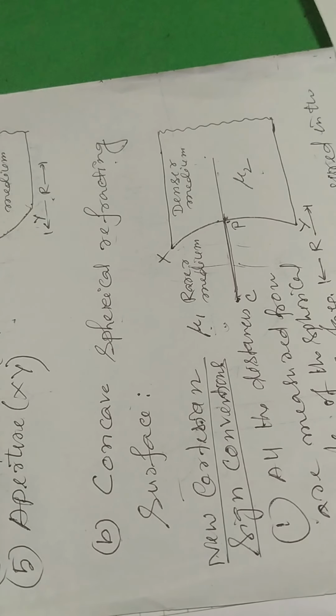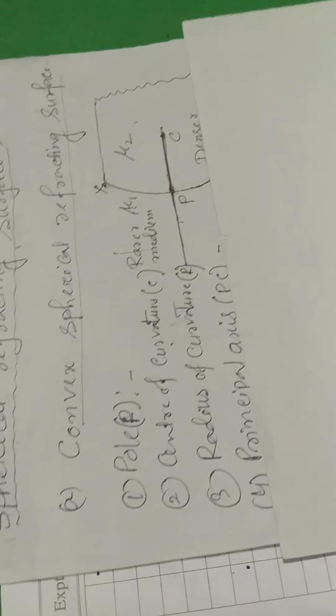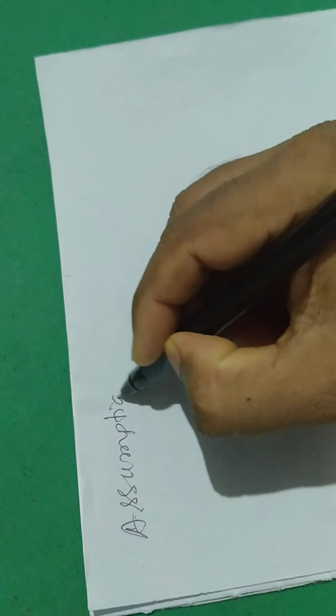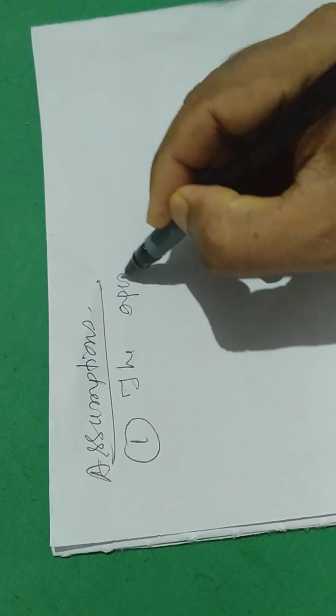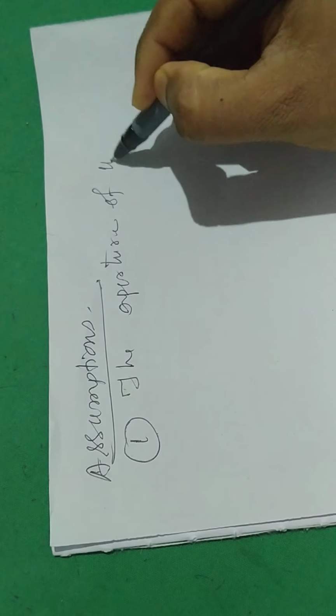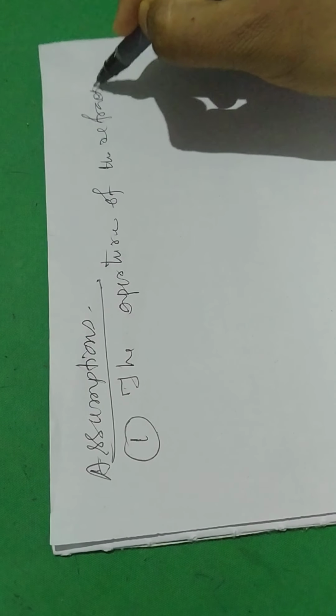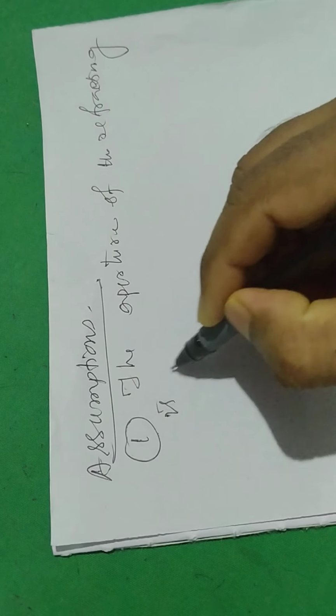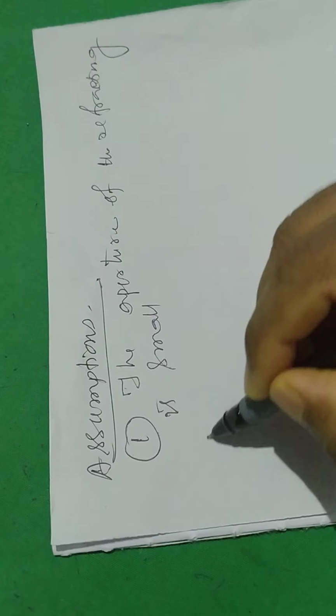Now, to study spherical refracting surface, three more assumptions are there. Assumptions number 1, the aperture of the refracting surface is small.